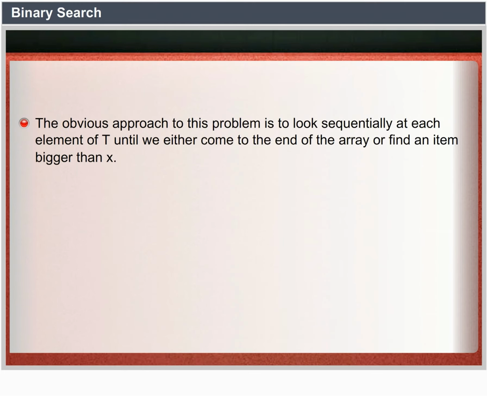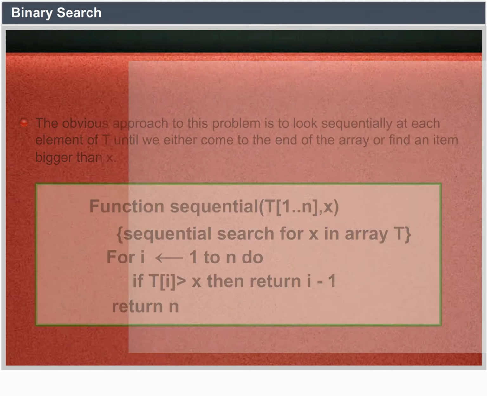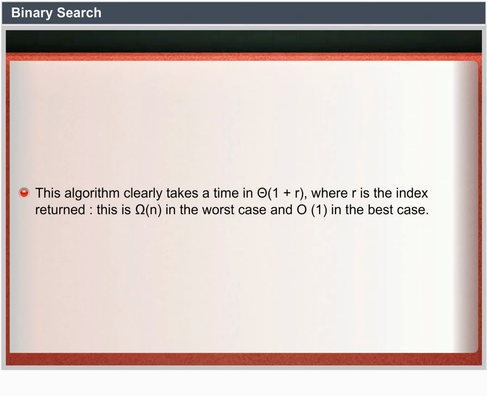The obvious approach to this problem is to look sequentially at each element of T until we either come to the end of the array or find an item bigger than x. The sequential function is shown in this figure. This algorithm clearly takes a time in Θ(1+r), where r is the index returned. This is Ω(n) in the worst case and O(1) in the best case.